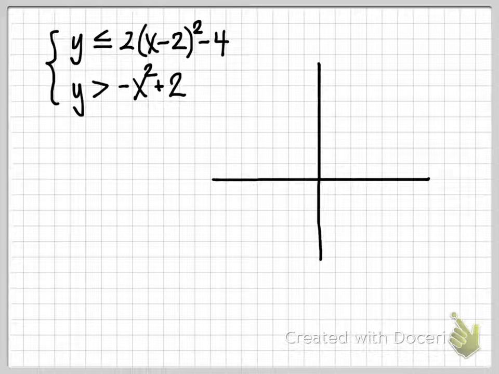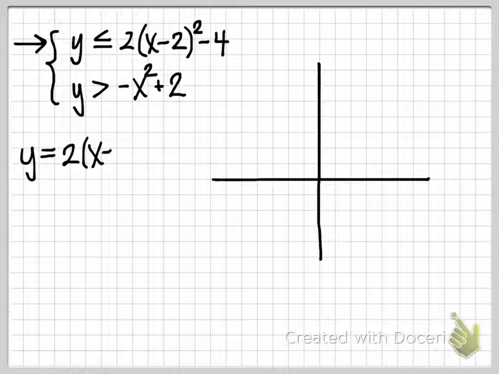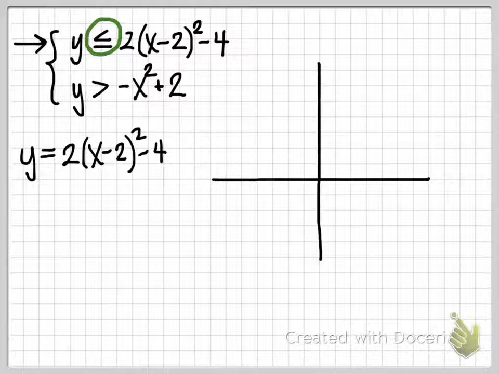So first we want to look at the first curve and decide what type of curve this is. My top curve here is a parabola. So we're going to begin by graphing the parabola y is equal to 2 times the quantity x minus 2 squared minus 4. Now, the less than or equal to sign is going to help us shade later, but first we have to graph the parabola.